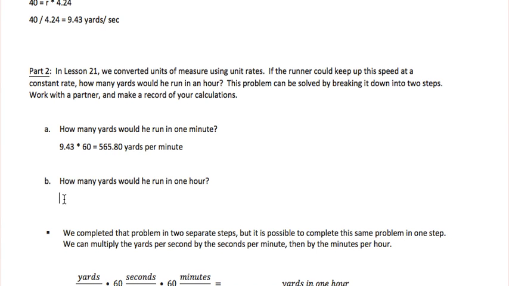And then in part B, they ask us how many yards would he run in 1 hour. So likewise, since there are 60 minutes in 1 hour, we will multiply the answer from part A, 565 and 80 hundredths, times 60 minutes in each hour. And that will give us 33,948 yards per hour.